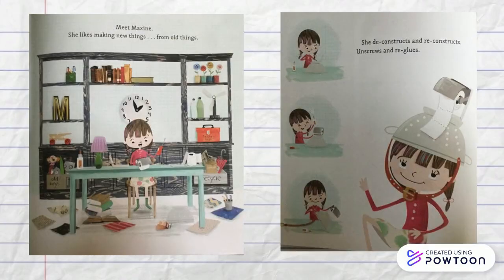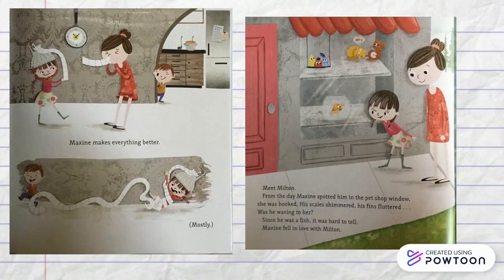Meet Maxine. She makes new things from old things. She deconstructs and reconstructs, unscrews and re-glues. Maxine makes everything better, mostly. Meet Milton. From the day Maxine spotted him in the pet shop window, she was hooked. His scales shimmered, his fins fluttered. Was he waving at her? Since he was a fish, it was hard to tell. Maxine fell in love with Milton.